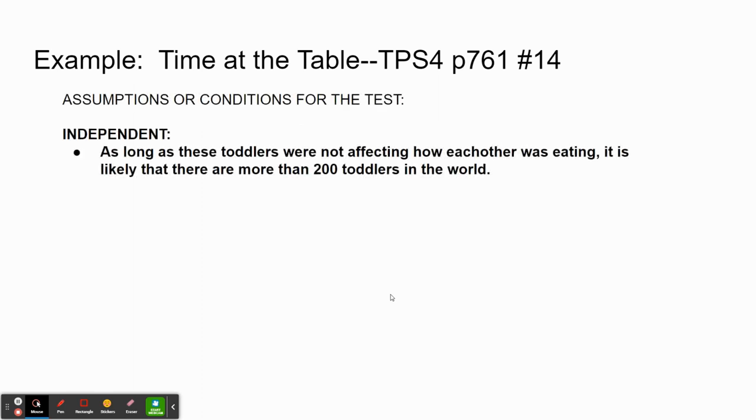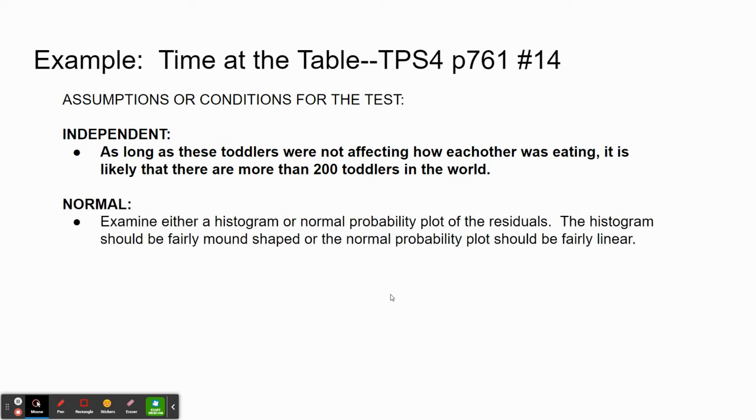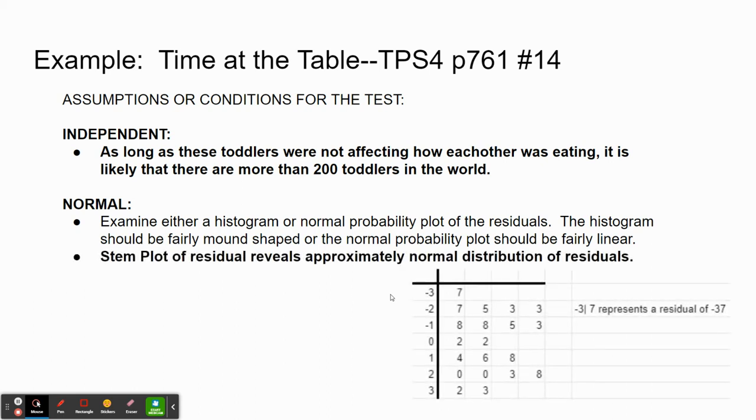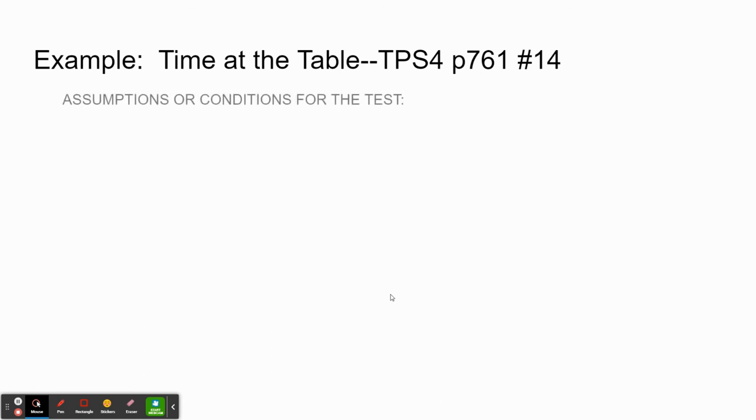For independence, as long as the toddlers weren't next to each other at lunch, affecting how long each other ate, where one gets up and that makes the other one get up. There are probably more than 200 toddlers in the world, and we probably sampled without replacement, so that's the 10% rule. Now this is the normal condition, so we have to look at the residuals. I made a stem plot of the residuals. There's no obvious skew. It's mound shaped, so it's approximately normal. That tells us that the y values are approximately normally distributed at each x value.